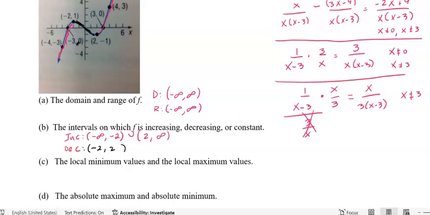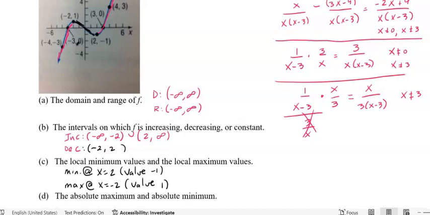So we have a local minimum here where it's making a valley, and we'll say it's at x equals 2. The value of that is the y. The value of that minimum is negative 1. And then we have a local maximum at x equals negative 2. And the value of that is positive 1.